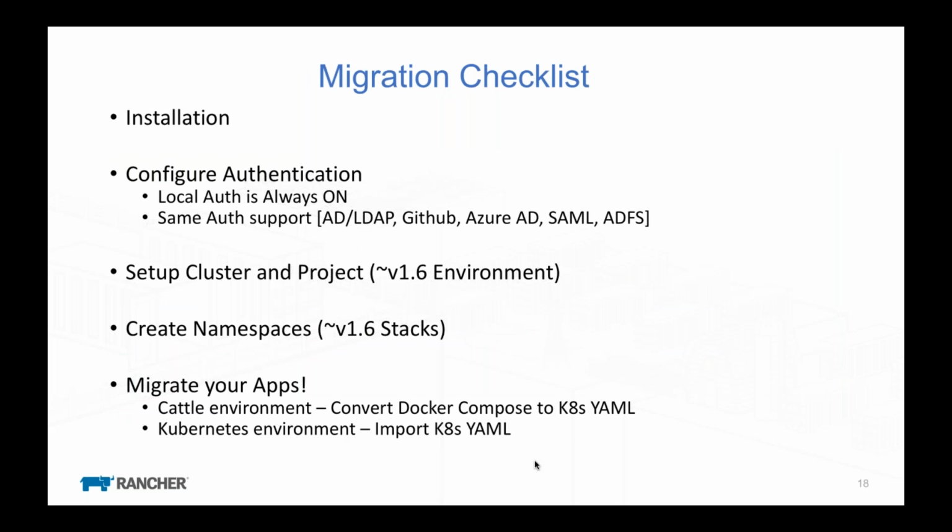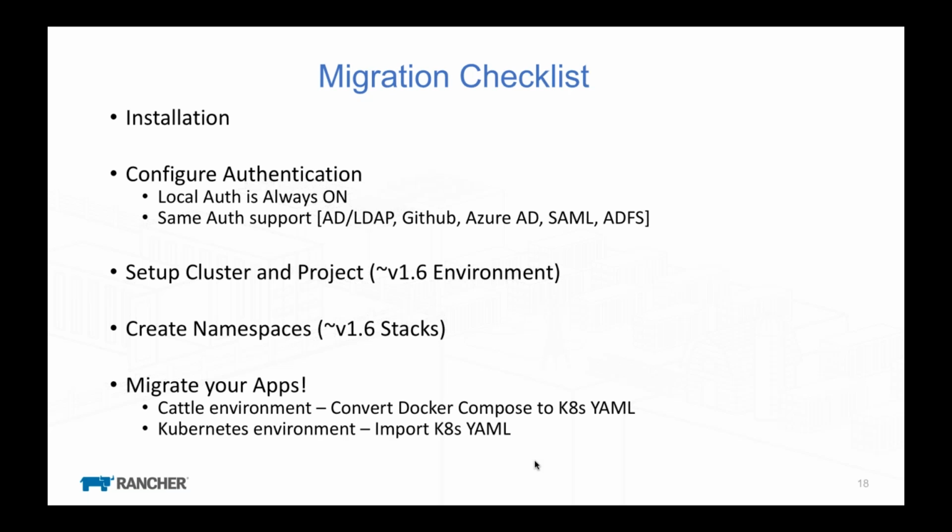So moving on, just a quick migration checklist. In order to move your 1.6 setups to 2.0, you will have to install Rancher 2.0. There is installation documentation provided on the Rancher documentation website. Next, you have to make sure that you use the supported version of Docker. On your installed Rancher, next you configure authentication.